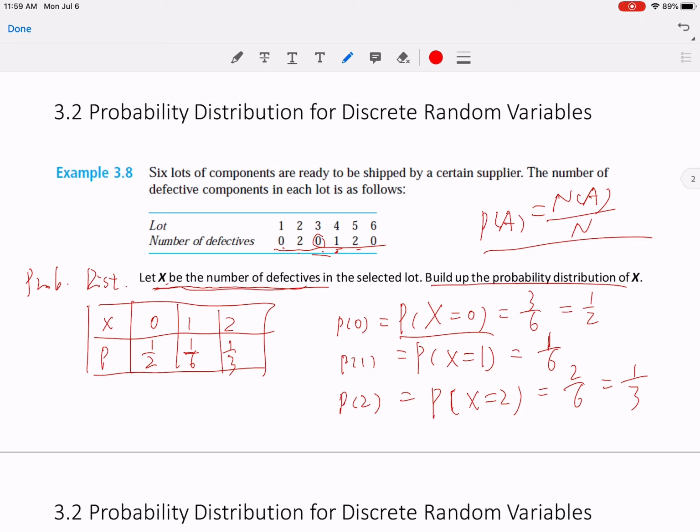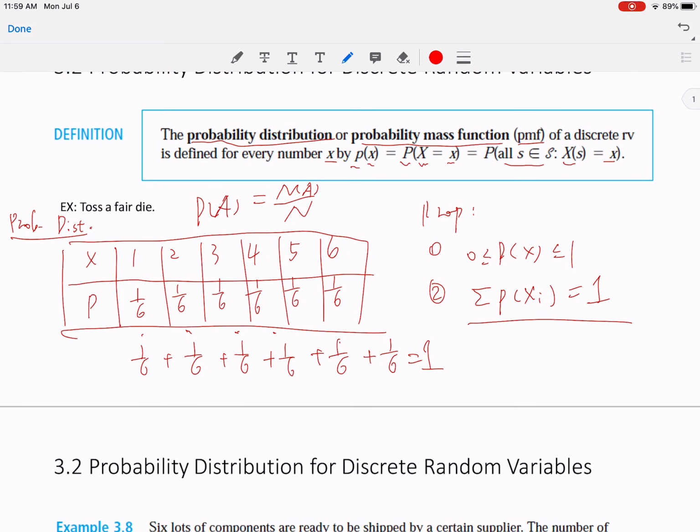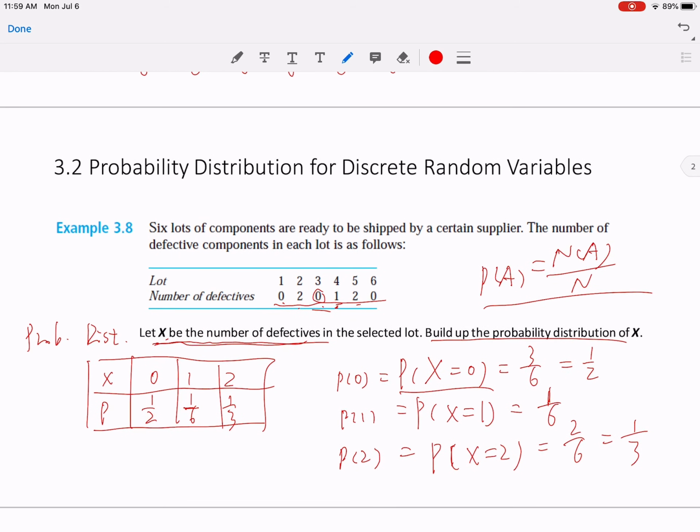Okay, and of course we can check if this qualifies to be a probability distribution by seeing if those two propositions are satisfied or not. First of all, let's take a look at whether every probability in the probability distribution is between 0 and 1. Yes, all three of them are between 0 and 1.